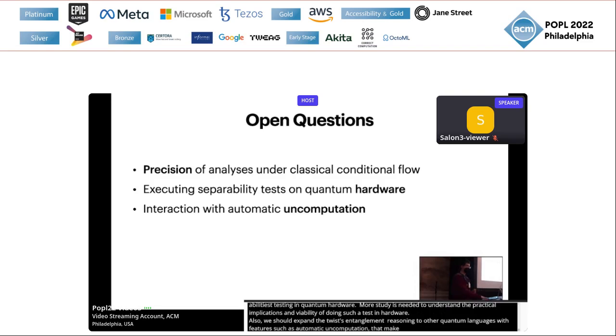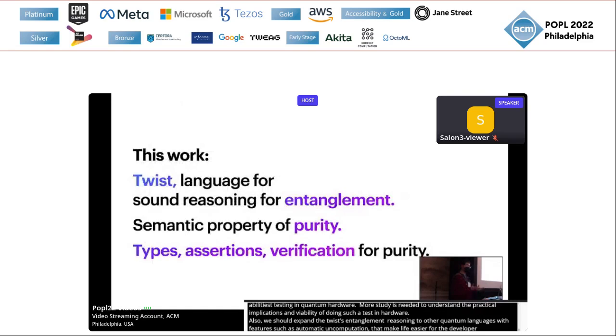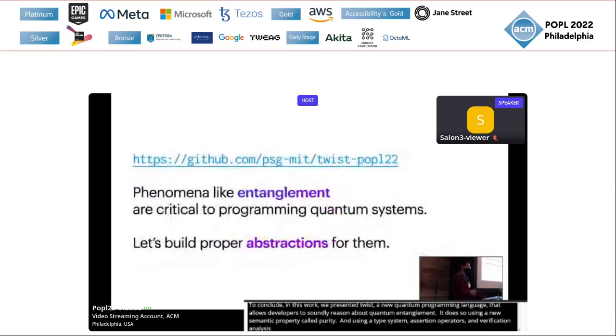To conclude, in this work, we presented Twist, a new quantum programming language that allows developers to soundly reason about quantum entanglement. It does so using a new semantic property called purity, and using a type system, assertion operators, and verification analyses for purity. You can find Twist in our artifact and also on GitHub.